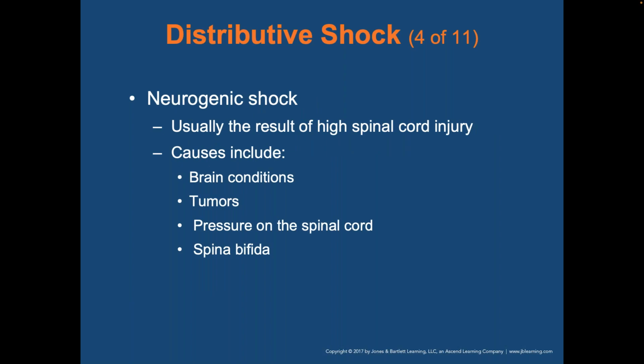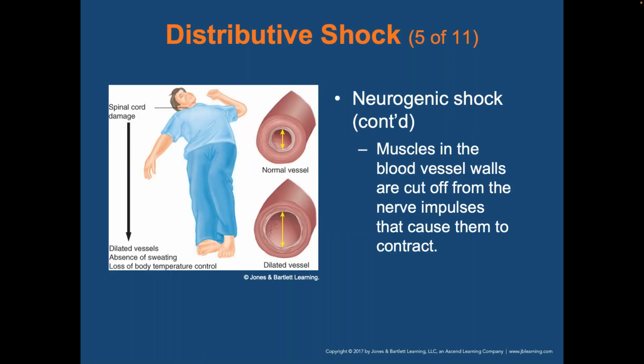Neurogenic shock, usually the result of high spinal cord injury. Causes include brain conditions, tumors, pressure on the spinal cord, and spina bifida. So in neurogenic shock, the muscles of the walls in the blood vessels are cut off from the sympathetic nervous system and nerve impulses that cause them to contract.